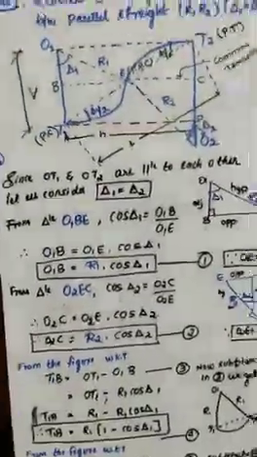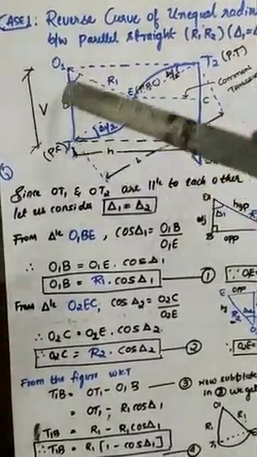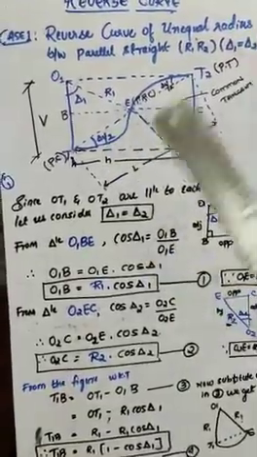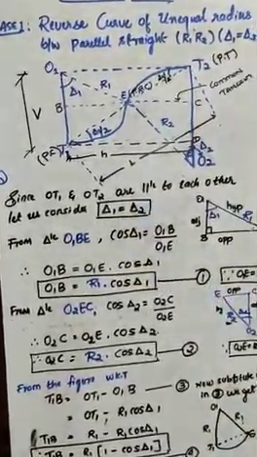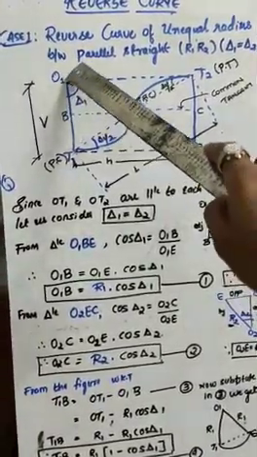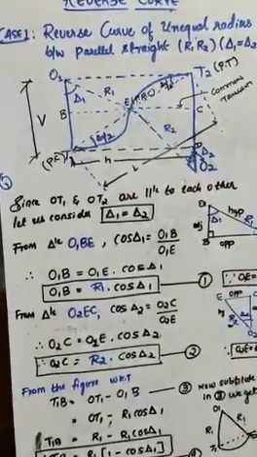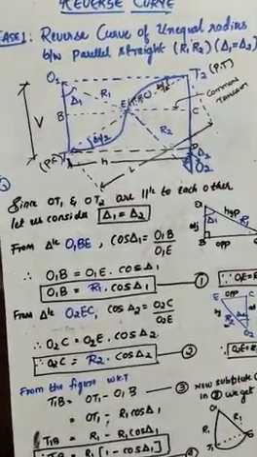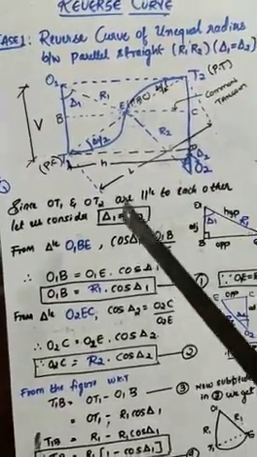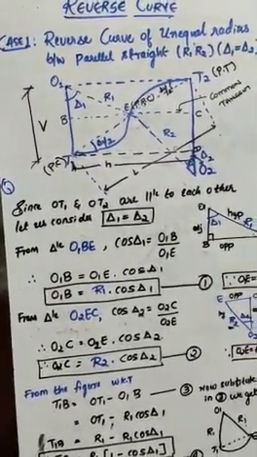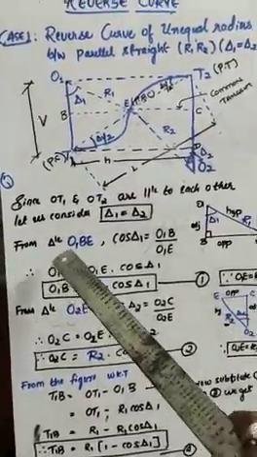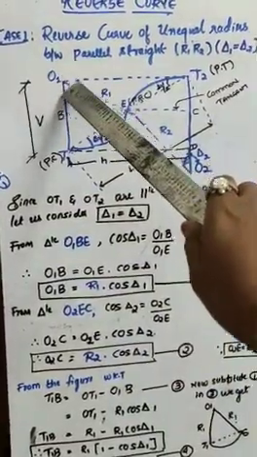Okay. Next, since here OT1 and OT2 are parallel to each other, we are considering that delta 1 will be equal to delta 2. So the present triangle, that is O1BE, that is why, because since we are taking OT1 and O2T2 are parallel to each other, they are considering that delta 2 is equal to delta 1, or else delta 1 will be equal to delta 2. Okay. So in the similar way, let us consider this triangle, that is O1BE.